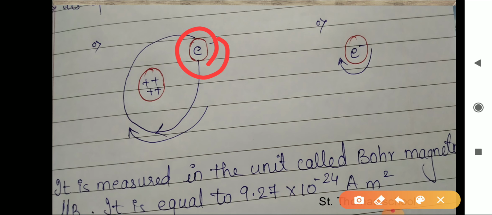One electron will revolve around this nucleus, right? So charged particles generate a magnetic field. Understood? When it revolves around the nucleus, it will generate what? Magnetic field. Understood? Similarly, it also rotates on its axis, right?